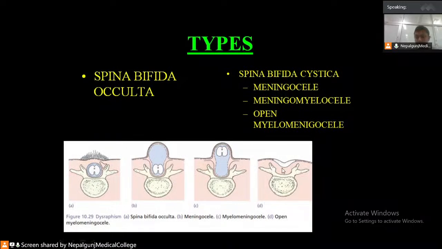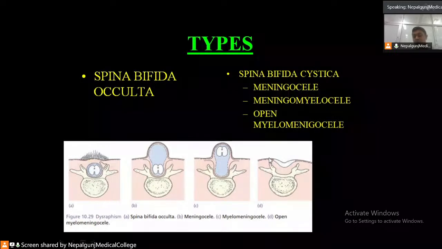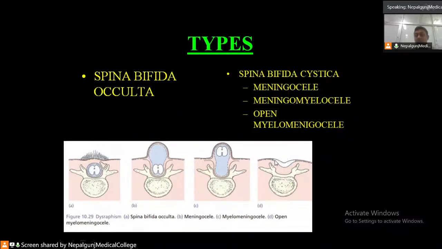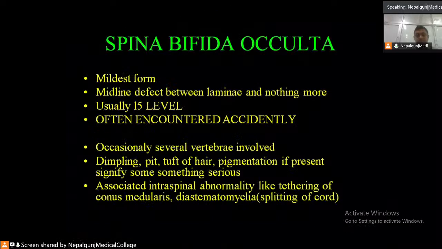And the fourth one is the open myelomeningocele. In this, the neural elements are not developed properly, so they just remain in a primitive form. It just remains as an unfolded part, and there is no covering of skin over it, so it gets exposed to the environment. This open myelomeningocele is the most severe form one can encounter in a case of spina bifida.